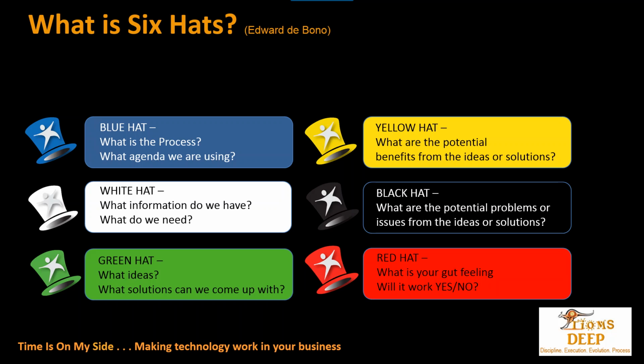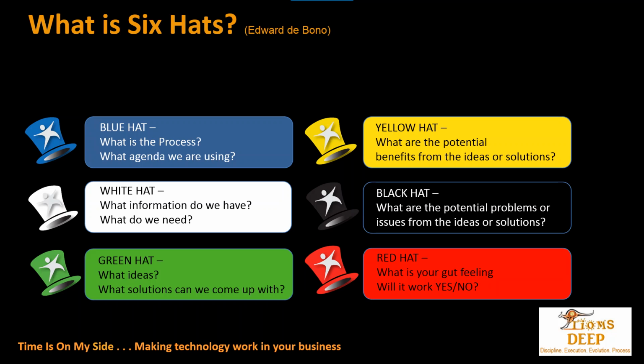So we start with a blue hat and agree the process for the meeting and the agenda. Move on to the white hat and identify what information we have and what information we need. The green hat covers ideas, just ideas. What solutions can we come up with to a problem, or what new ideas have we got for this particular item? The yellow hat looks at the potential benefits from the ideas or solutions that we've discussed.